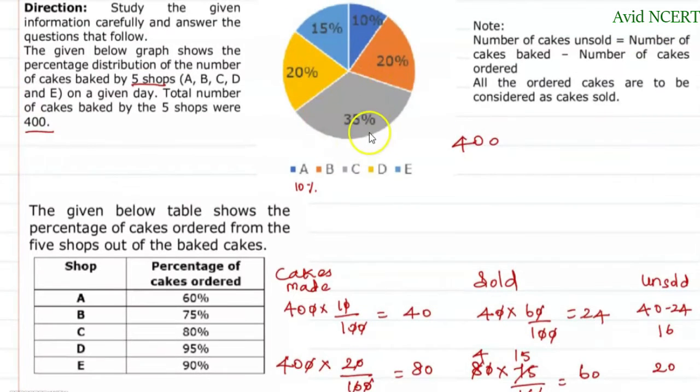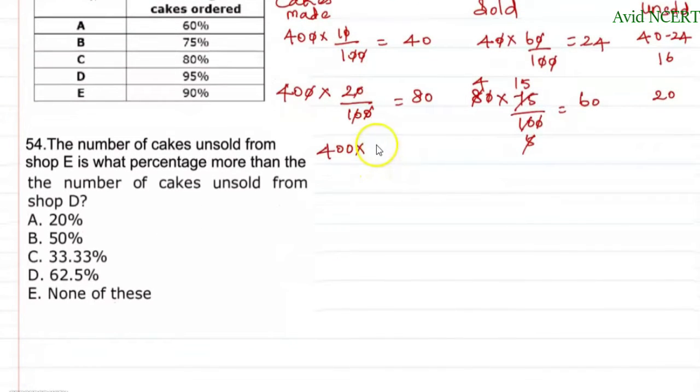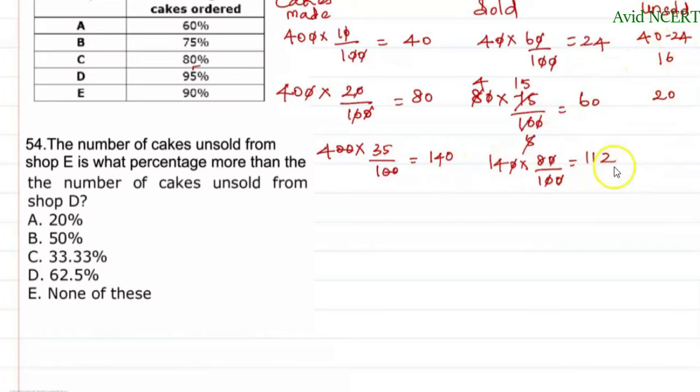Now for shop C, out of the 400, let's see the number of cakes they made, which is 35%. Out of 400 cakes, they made 35 by 100, the zeros get cancelled, so 4 times 35 is 140 cakes. The cakes ordered from this shop are 80%, so out of these 140, 80% were sold. The zeros get cancelled, 14 times 8 is 112. So the number of unsold cakes here is 140 minus 112, which is 28.